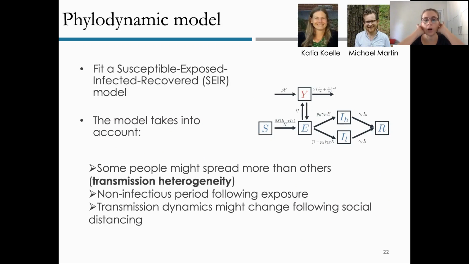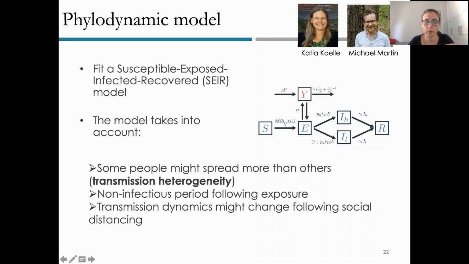The second part of our study was to perform phylogenetic modeling, and this was performed in collaboration with Katja Cole and Michael Martin at Emory University. What we did here was we fit a mathematical model of what's called the susceptible, exposed, infected, recovered model. It's a mathematical model with various parameters that govern the probability of being susceptible and transitioning to what is called an exposed state, and then to becoming infectious, to recover. Again, I'm not going to get into the details of the mathematical model, but I'd just like to say that the model takes into account very important parameters of viral spread.